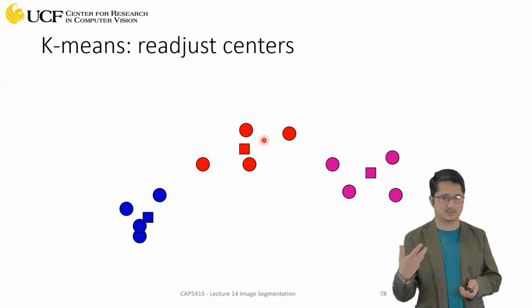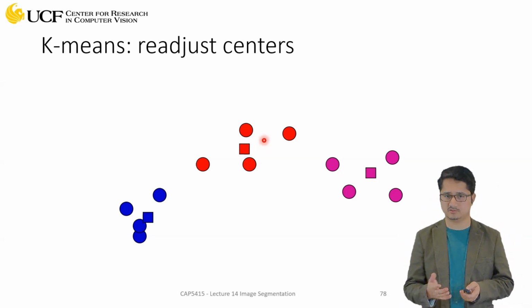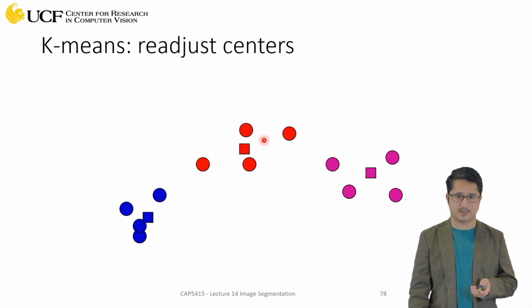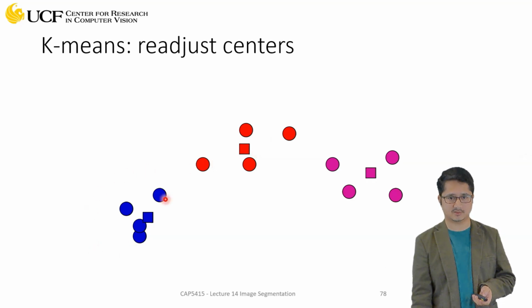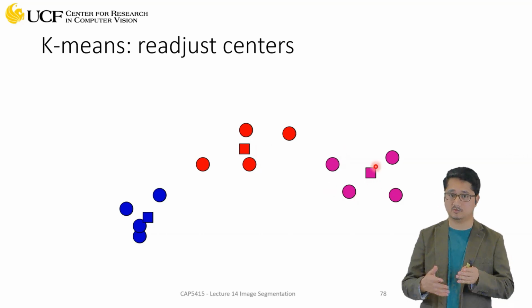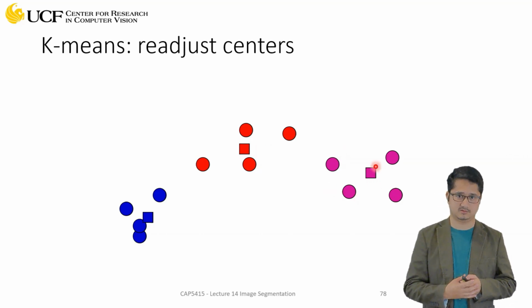And if the points are not changing and the centers are not changing, you say that okay, we are done now. And at the end you can see that you have 3 different clusters: the blue one, the red one, the pink one. And you can say all these points belong to one category, which is blue. This belongs to the red category. This belongs to the pink category. And this was completely unsupervised.